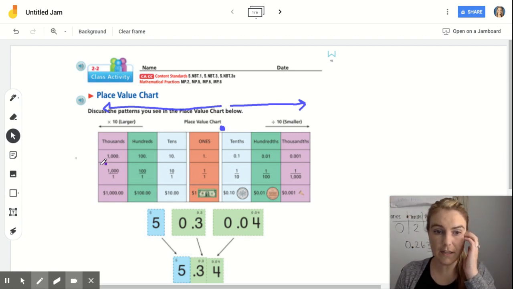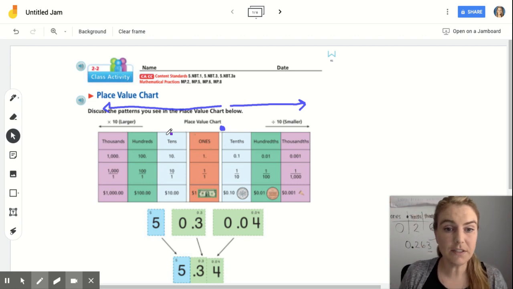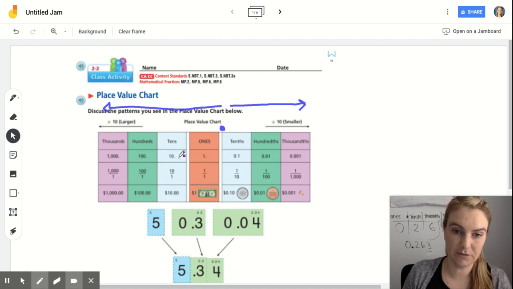And then when we look in the next row, that goes along with basically what I just said. So on this side of the decimal, thousands, hundreds, tens, and ones, we have four different numbers here. And these numbers go along with our place value. So underneath thousands, we have 1,000. Underneath hundreds, we have 100. Under tens, we have the value of 10. And under ones, we have 1.